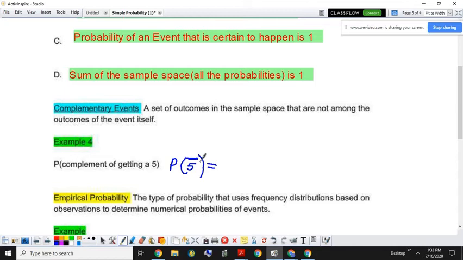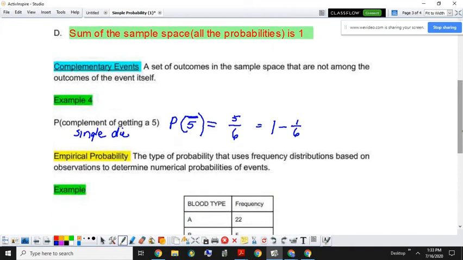Okay, so if you roll a single die, there are 6 outcomes, and the probability of getting a 5 is 1 out of 6. So the complement of it is 5 out of 6. So the complement is basically 1 minus what you want the complement of. That's a complement. It's just the opposite of what you want. So when you see that bar over it, that's what that means.